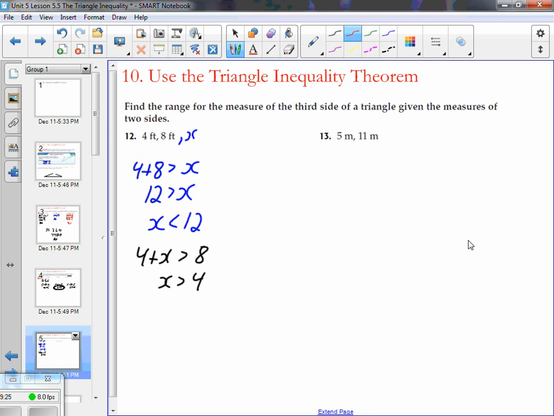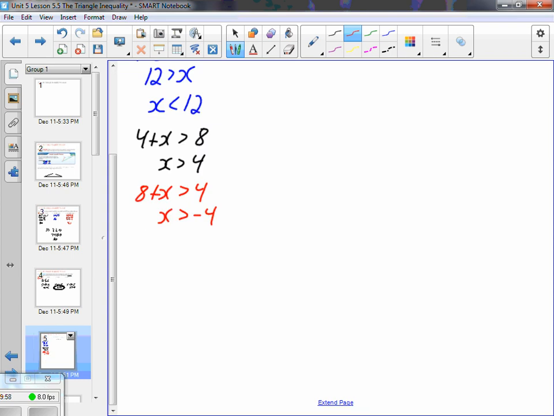And our third inequality is what? What's the combination I haven't done yet? 8 plus x has to be greater than 4. Well, you subtract 8, you get that. Well, again, that one doesn't really tell us anything, does it? We know x has to be greater than negative 4. You can't have a negative segment length. So the one in red's not incorrect. It's just not useful. But look at the black one and the blue one. X has to be greater than 4, but it has to be less than 12.